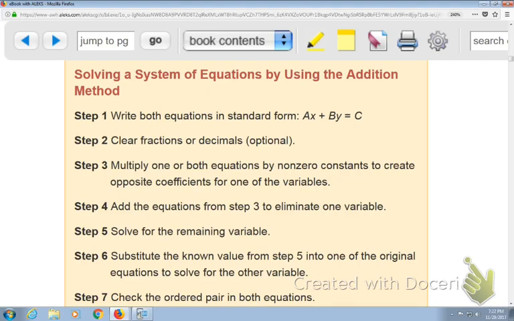What page is this on? So this would be on 717.